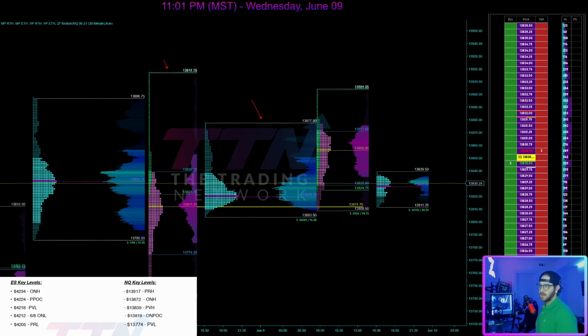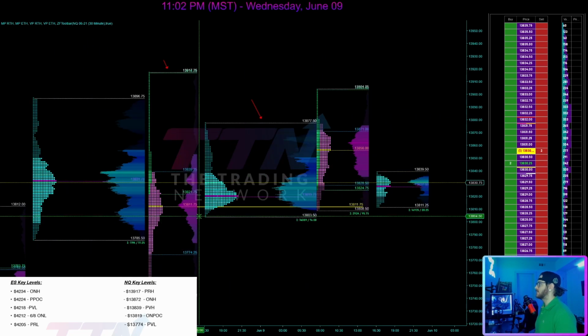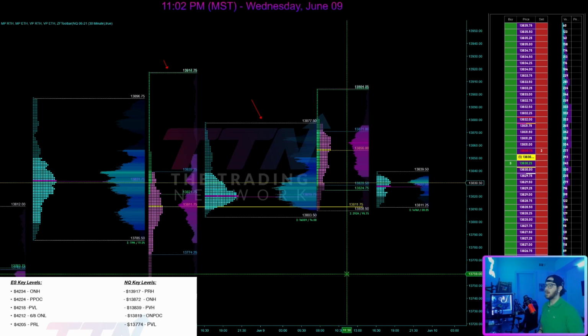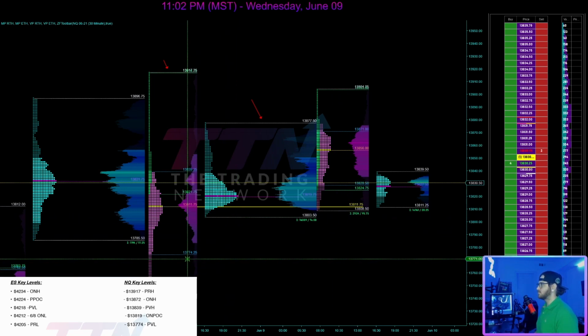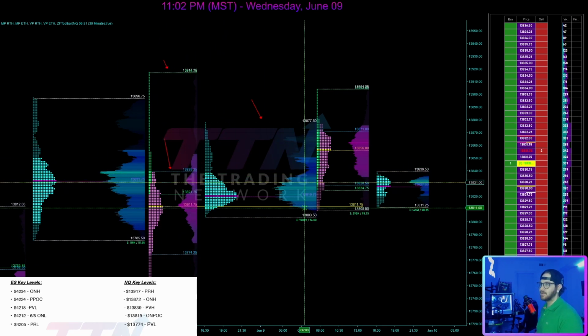So the overnight high was indeed the line in the sand level, as we'll get into as well. And not only was it the line in the sand level on NQ, but it was also the line in the sand level on ES. So the third key level to the downside I was looking at was the prior value area high, 13,839. You can see that guy right there.